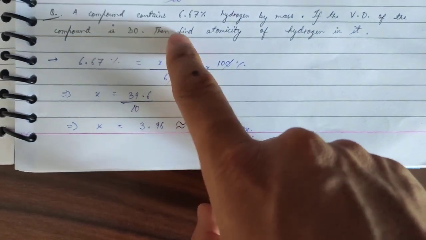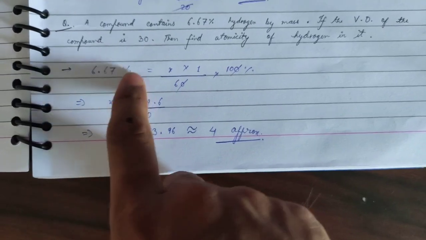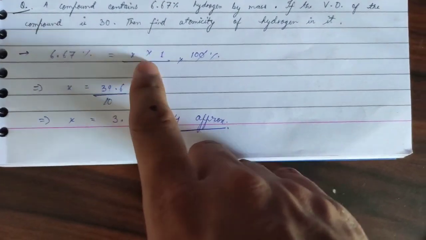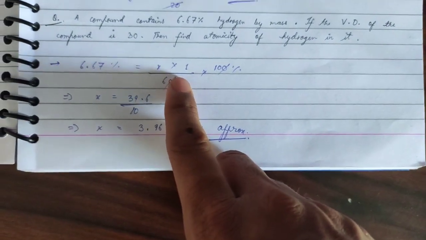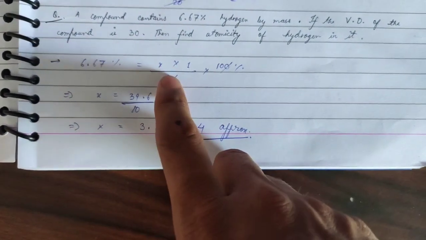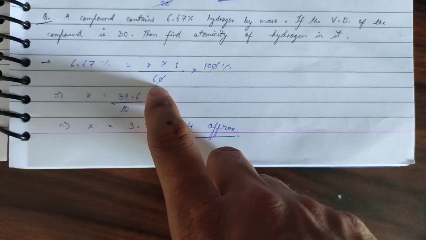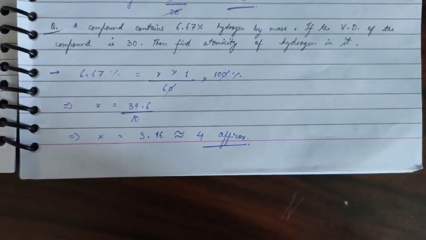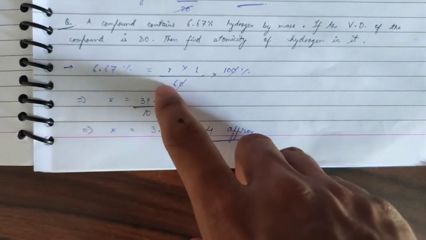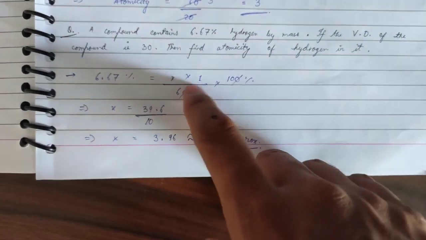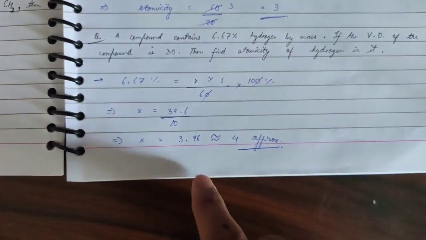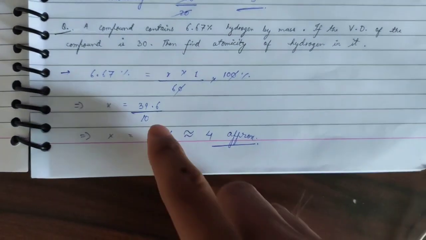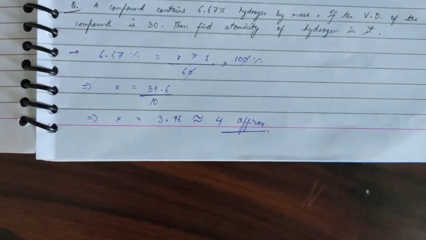Now mass percentage 6.67% is equal to atomicity multiplied by atomic mass. Atomic mass of hydrogen is 1, divided by molecular mass. Vapor density is 30, so molecular mass will be vapor density into 2, which becomes 60, by 60 into 100%. So the 10 gets cancelled, and on solving this we get a value 4 point something. So it is approximately equal to 4.